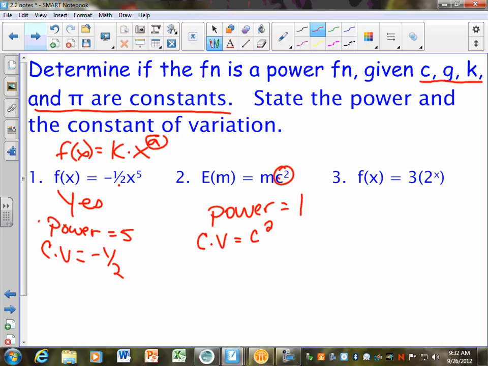Because C squared just represents, I need to look up what equals mc squared. I don't know what C stands for. It's like energy equals mass times acceleration squared or something. I don't really know what C stands for. But it just represents an equation.